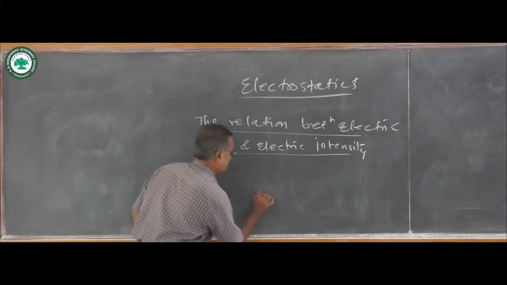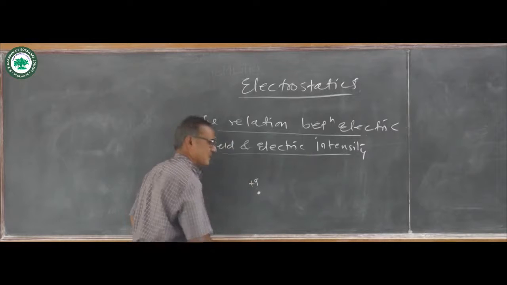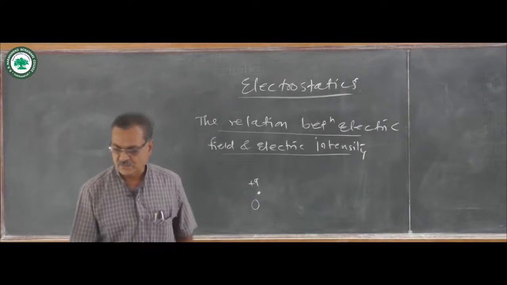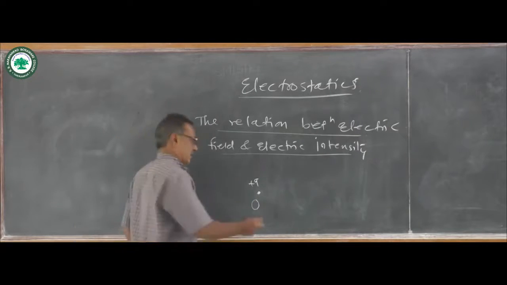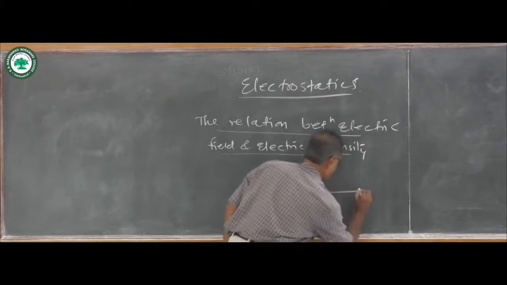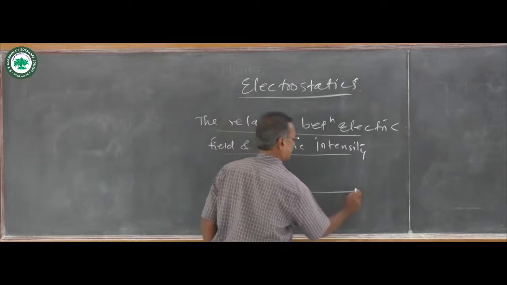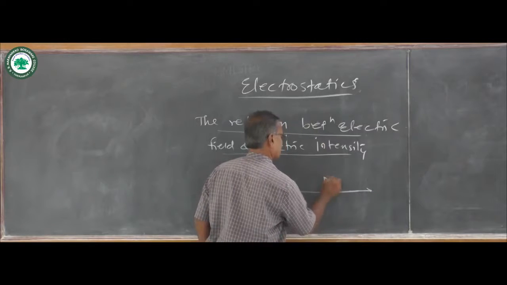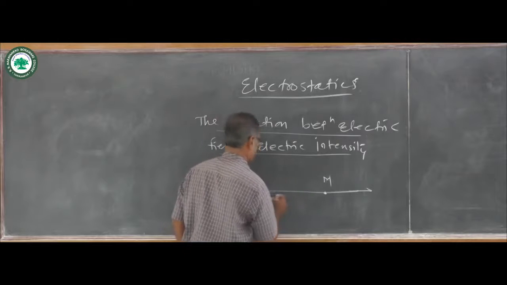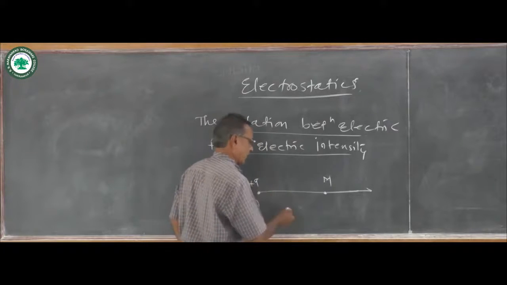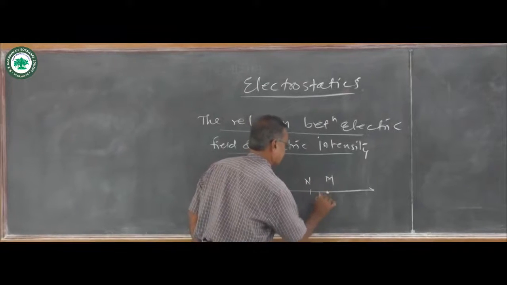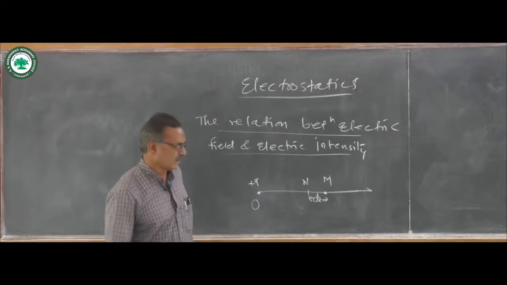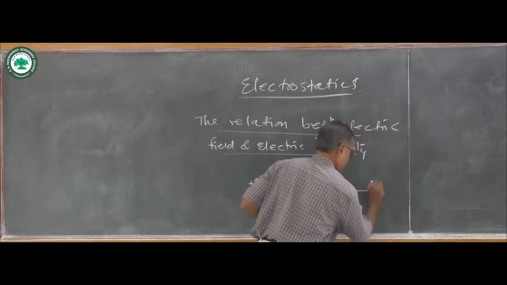Suppose a charge plus Q is placed at point O. Along a straight line, consider another charge, suppose at point M. It is displaced towards point O and it covers a distance dx and reaches point N, against the direction of electric intensity.